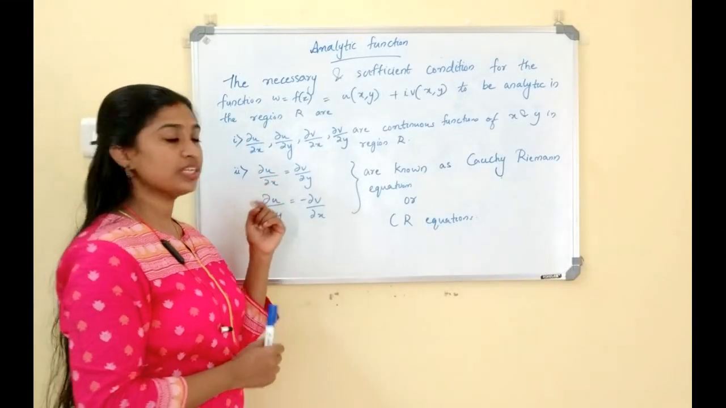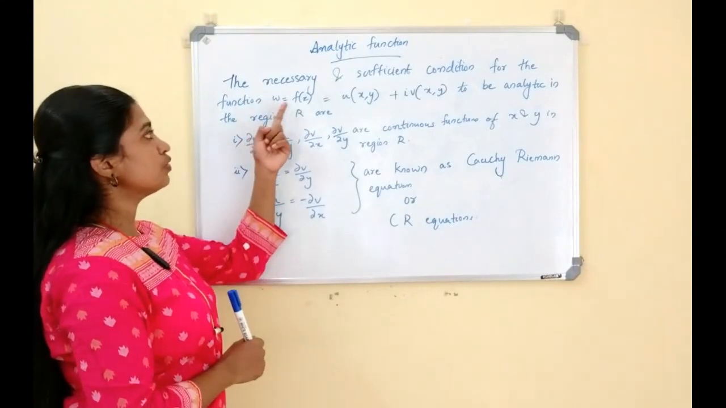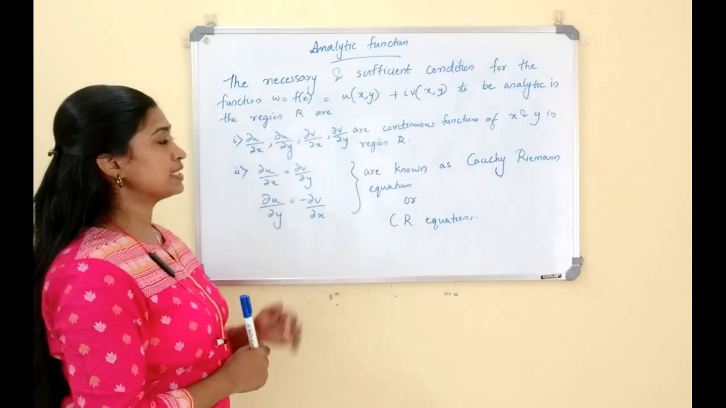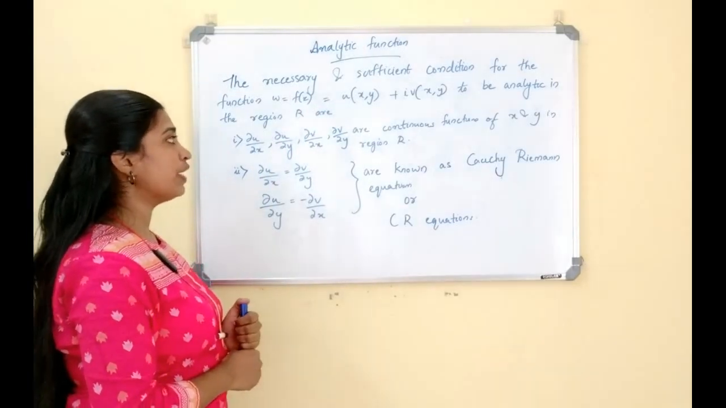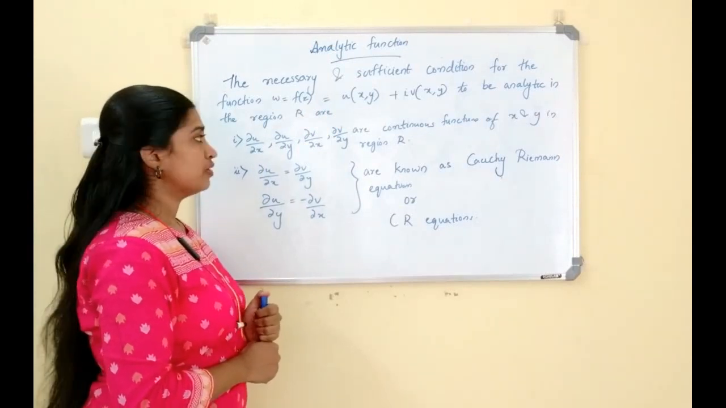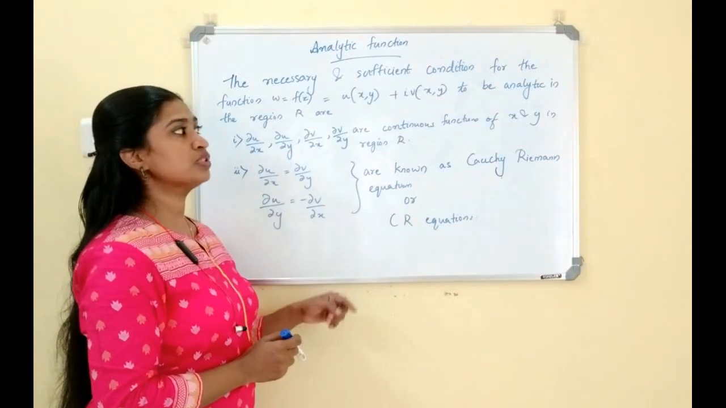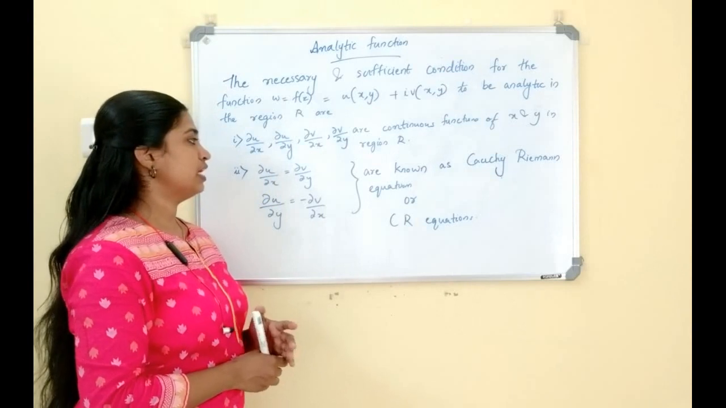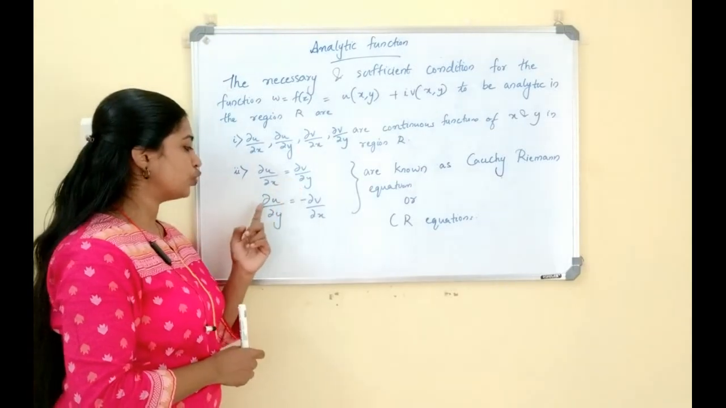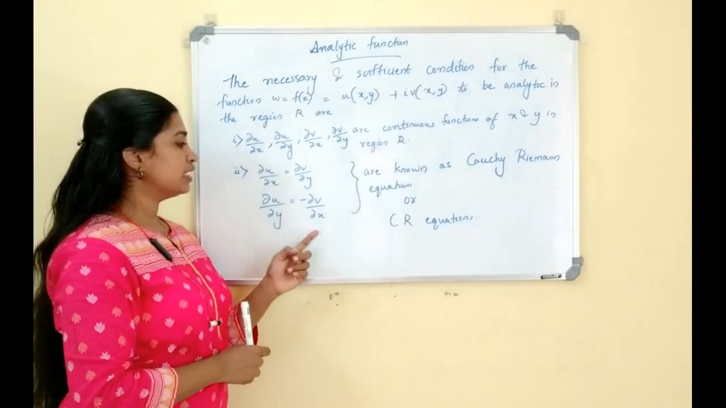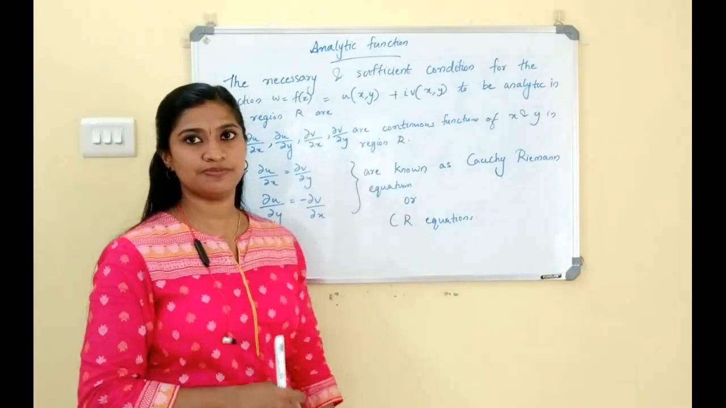The necessary and sufficient conditions for a function w is equal to f of z, which is u of x y plus i v of x y, to be analytic in the region R: dou u by dou x, dou u by dou y, dou v by dou x, dou v by dou y, which are the partial derivatives of u and v with respect to x and y, are continuous functions of x and y in the region R. The next condition is dou u by dou x is equal to dou v by dou y, and dou u by dou y is equal to minus dou v by dou x. These equations are known as Cauchy Riemann equations or briefly CR equations.